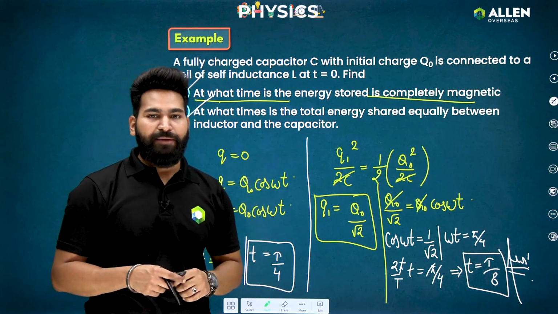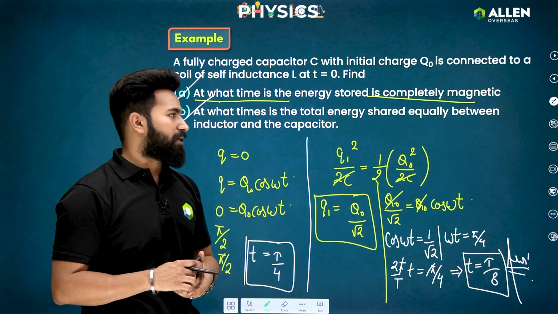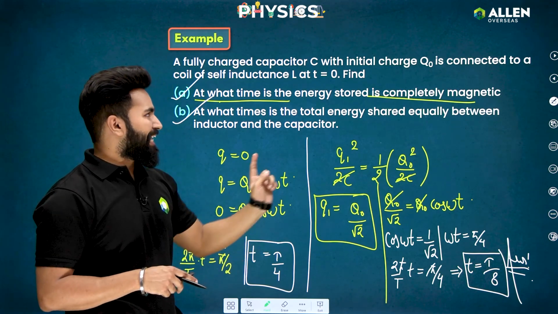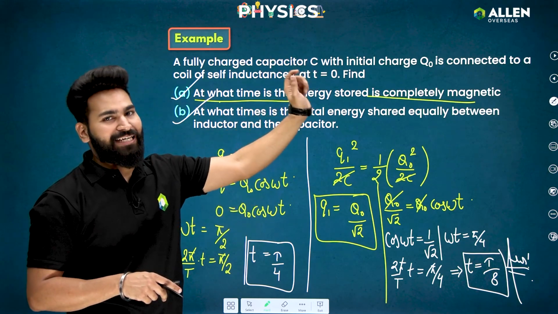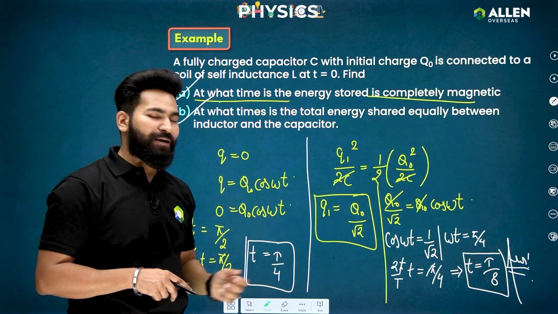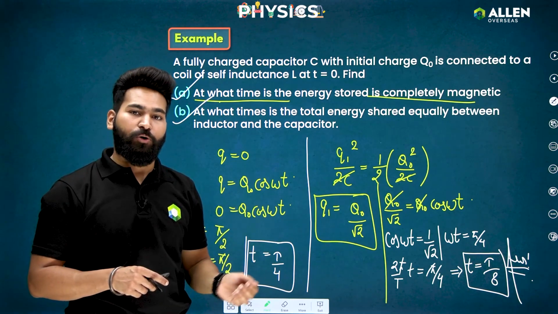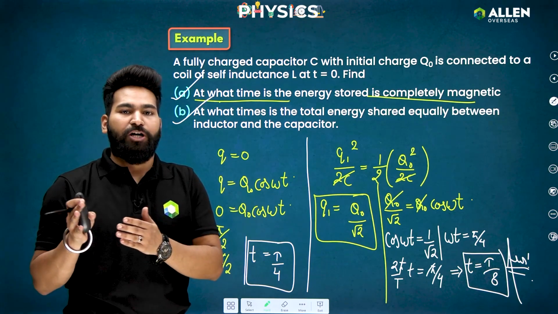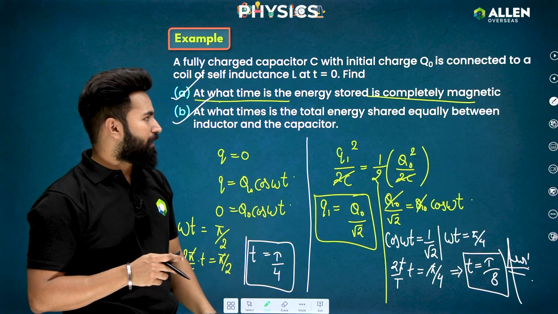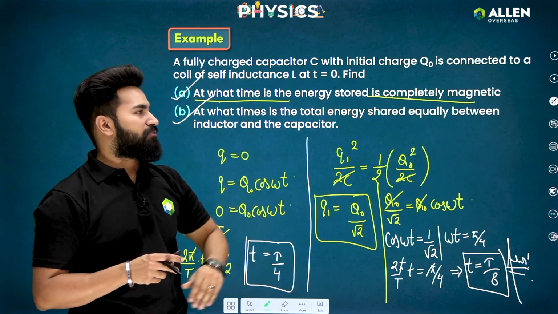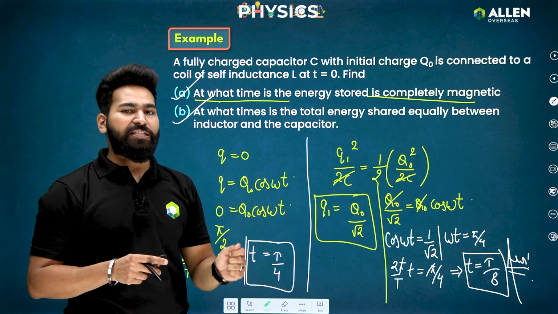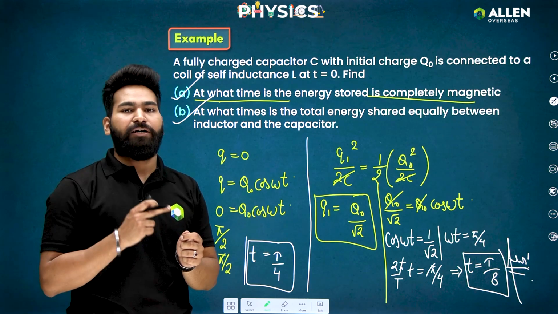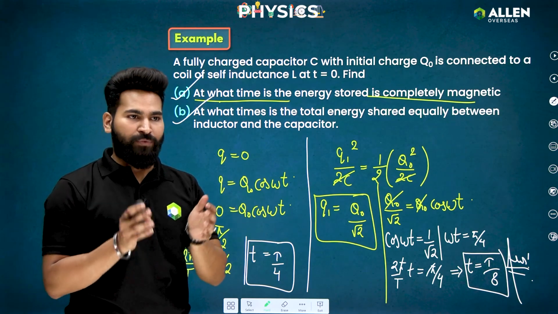If we talk about the other time instants, as it is asking at what times the total energy is shared equally between the inductor and the capacitor. You can simply see that energy was completely stored in the capacitor at t equal to 0, and at t equal to T by 4, the energy is completely stored in the inductor. That means in 1/4 of the time, the energy has completely switched from the capacitor to the inductor. So if we talk about the other time instants when the energy will be completely stored as magnetic, I can simply say that if I add T by 2 to this time instant, I'll get again the total energy stored in the inductor.